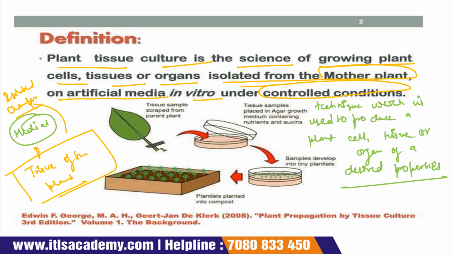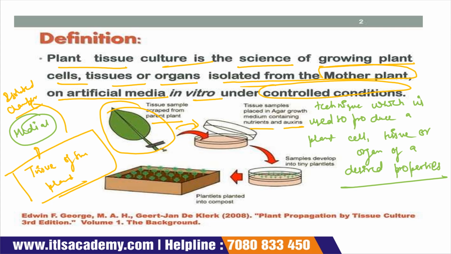Now see here, a tissue sample is scraped from a parent plant. This is our parent plant. Now what should we do? We scrape a tissue with the help of a scalpel, and then this tissue will be transferred into a media. This tissue sample is placed in an agar growth media containing nutrients and auxins.